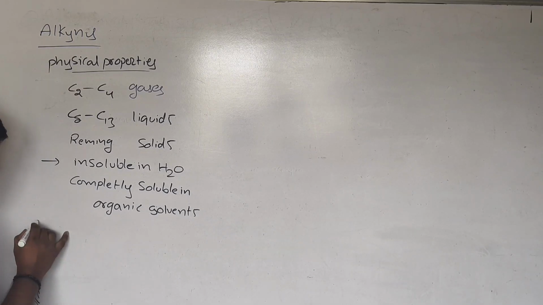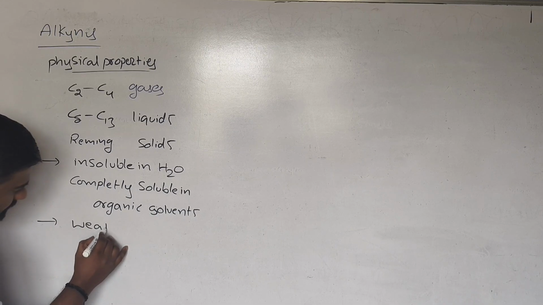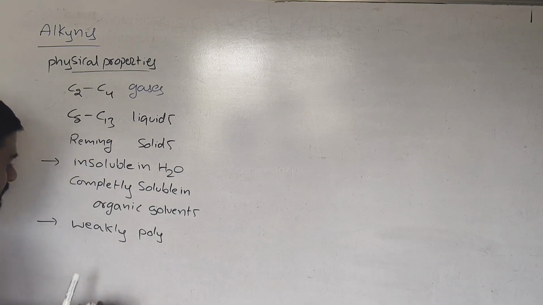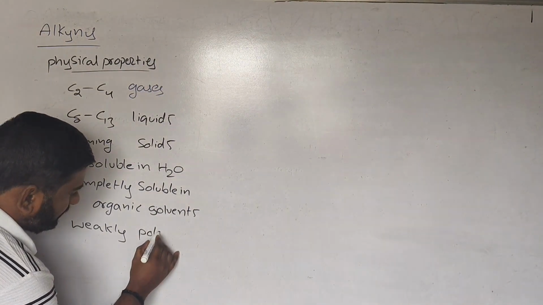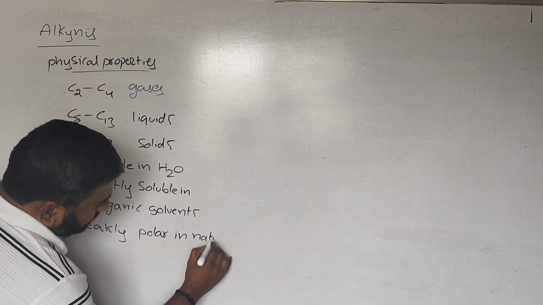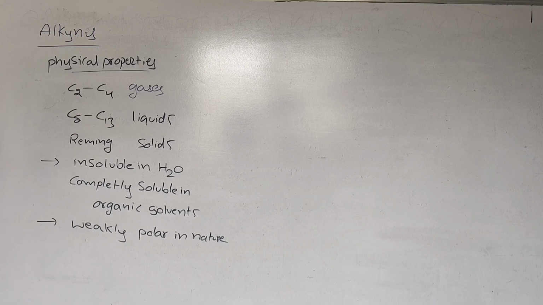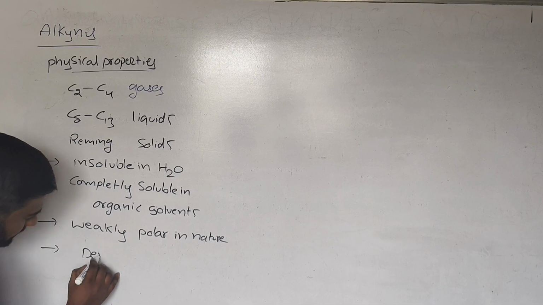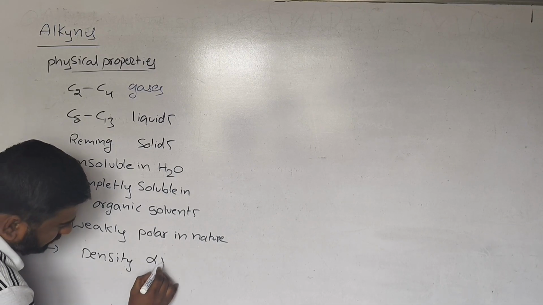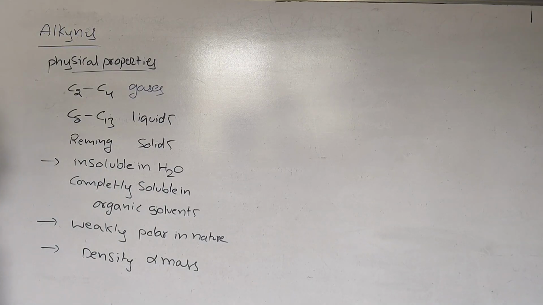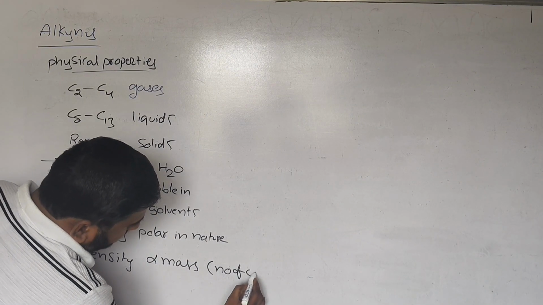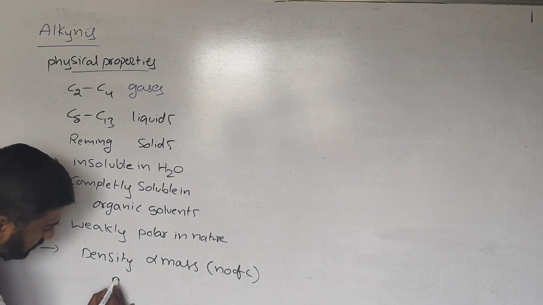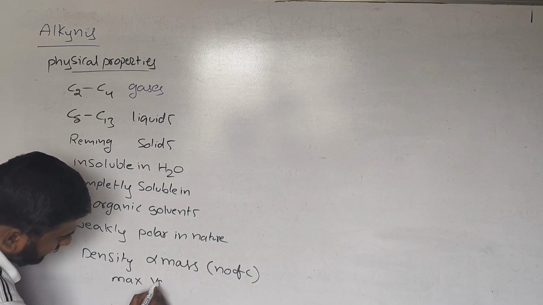Alkynes are weakly polar in nature. Next, density: density is directly proportional to mass, which means density increases with the increase in the number of carbons, and it will reach a maximum value.